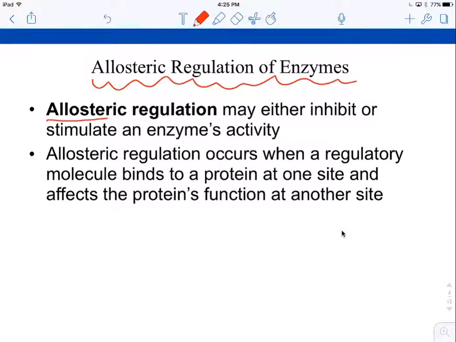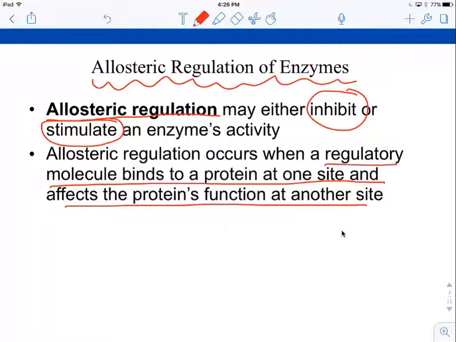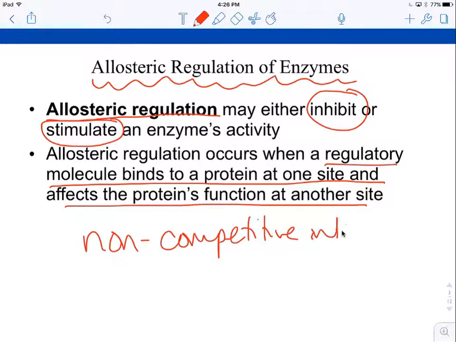Allosteric regulation is interesting in that it can either inhibit or stimulate the activity of an enzyme. So it can either turn it down or turn it on and up. Allosteric regulation occurs when a regulatory molecule binds to a protein at one site and affects the protein's function at another site. So it is a non-competitive interaction. It doesn't bind at the active site.